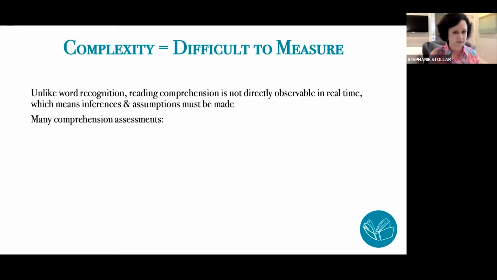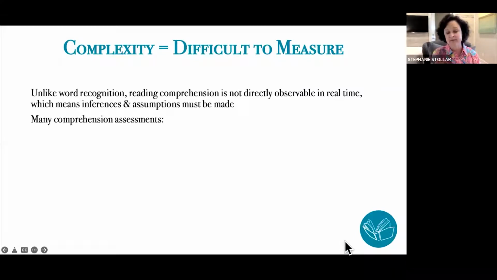So this idea of reading comprehension being so complex means that it's very difficult for us to measure. That is one of the challenges. So unlike word recognition, which we can actually see and hear if it's happening, this idea of reading comprehension being sort of underground, it's not directly observable. We have to infer that a student has understood what they're reading by other behaviors that we can observe.